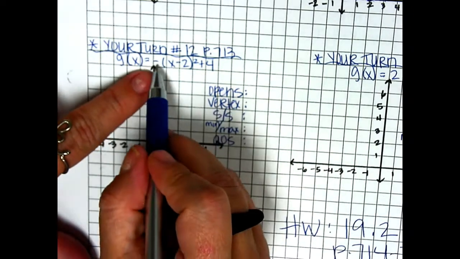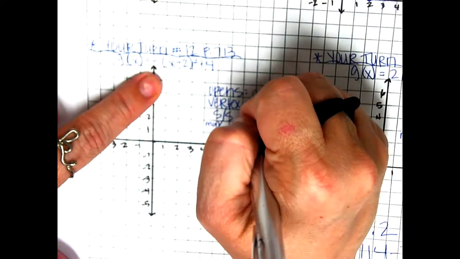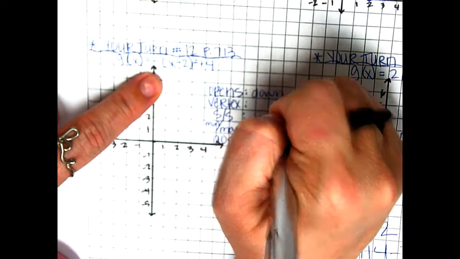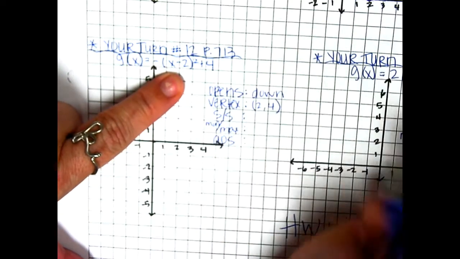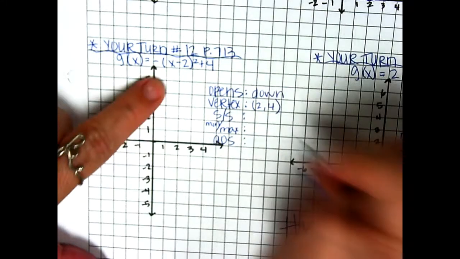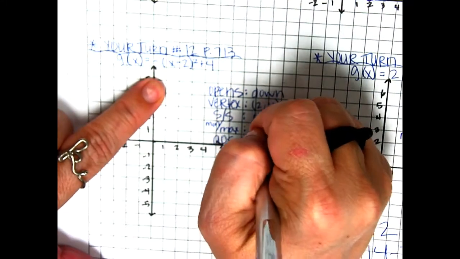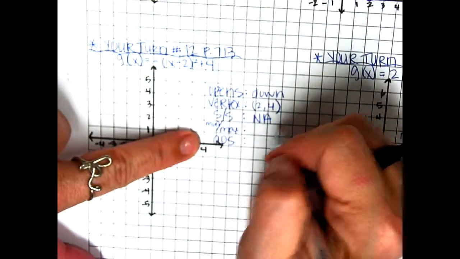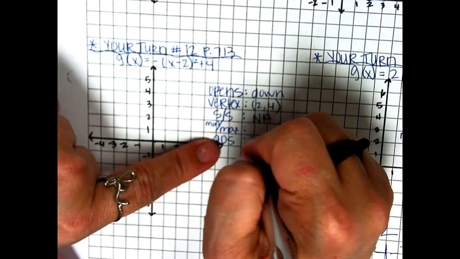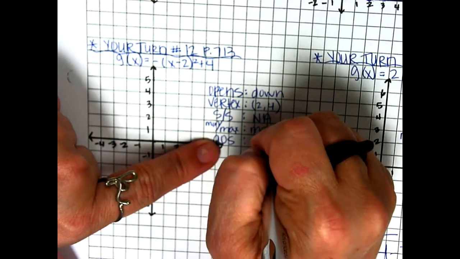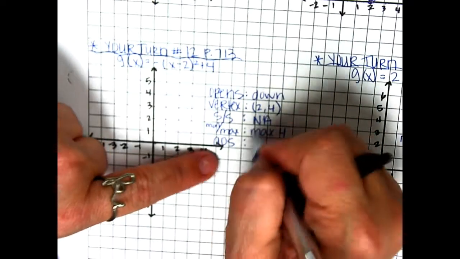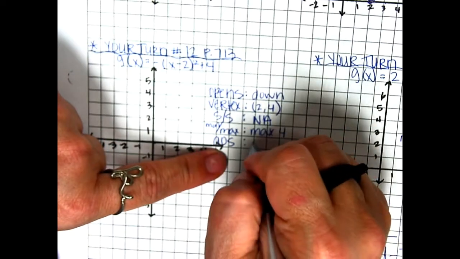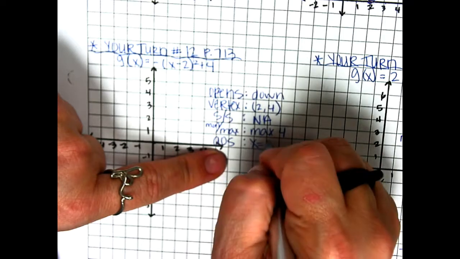The next one is g of x equals negative times x minus 2 squared plus 4. It's going to open down because we have a negative a term. The vertex is going to be 2, 4. No stretch or shrink. The minimum or maximum, if it opens down, we're going to have a maximum, and again it's the y term, so 4. In the axis of symmetry, we use the x term, so that's x equals 2.